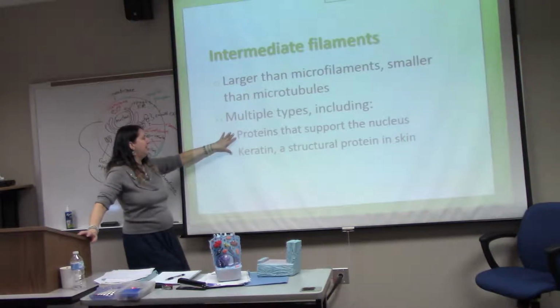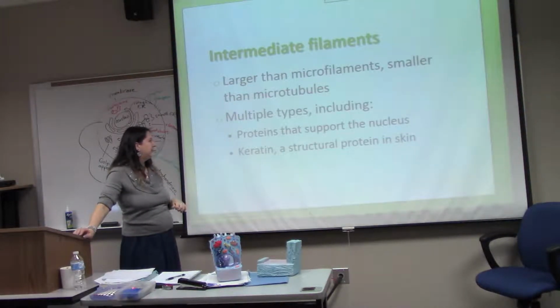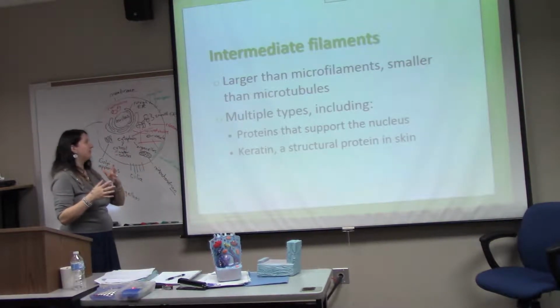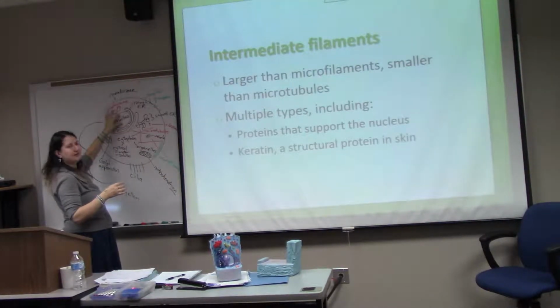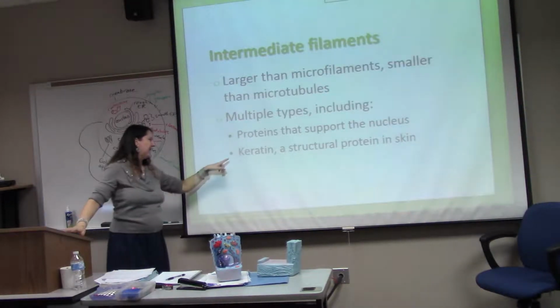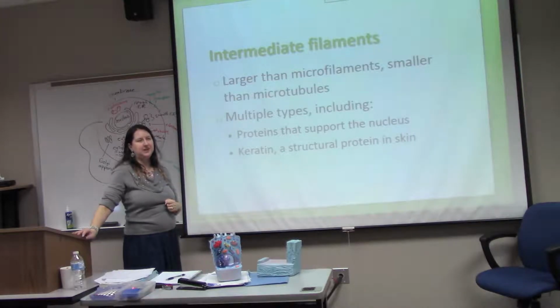Some examples of intermediate filaments include proteins that hold the nucleus's shape. So instead of microtubules, it has different scaffolding proteins. And keratin, which is a structural protein in your skin.